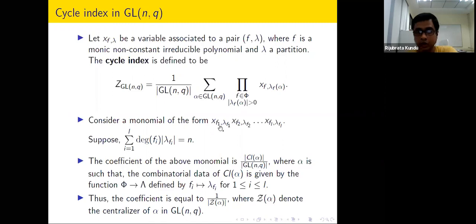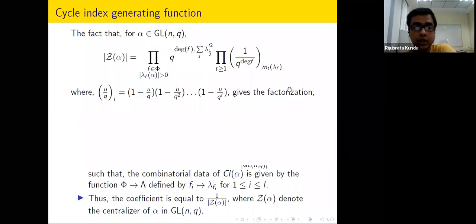So if you visualize this, you see that this cycle index is nothing but the class equation of GL_N written where a monomial is attached to each number occurring in the class equation, right? So yeah, this is what it is.